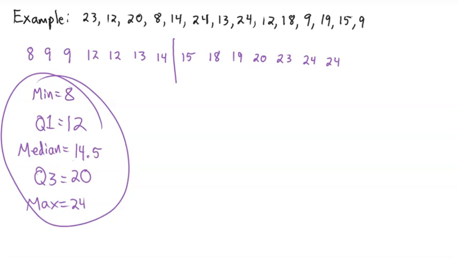Okay, so there's a few examples. I hope you caught on pretty good. And what we're going to do in the next video is identify the 5-number summary using Minitab.